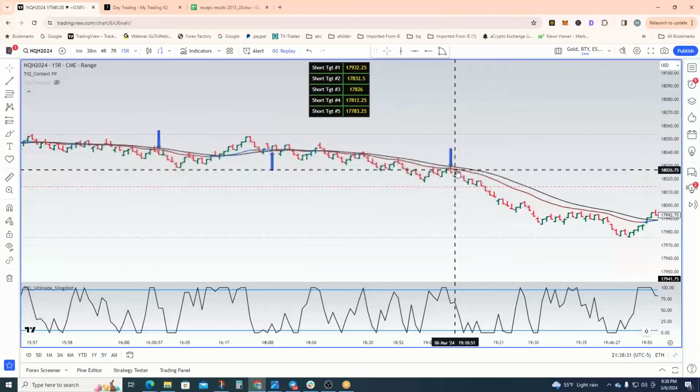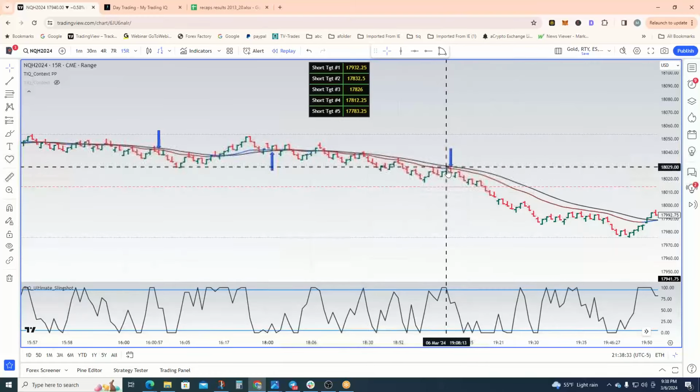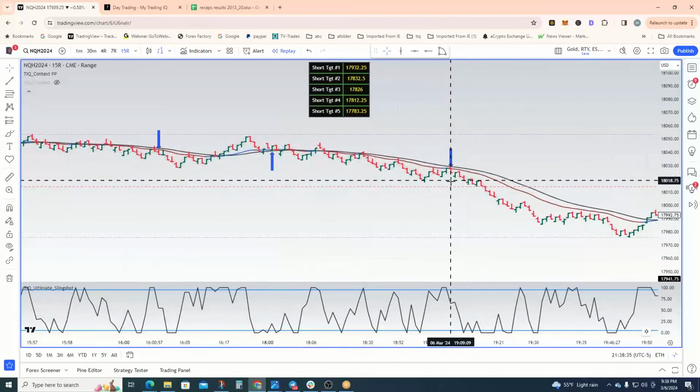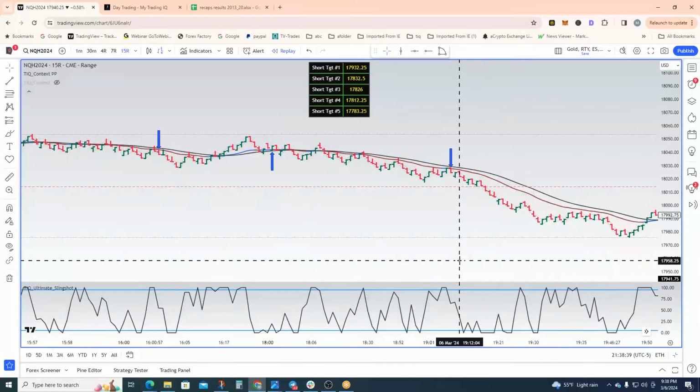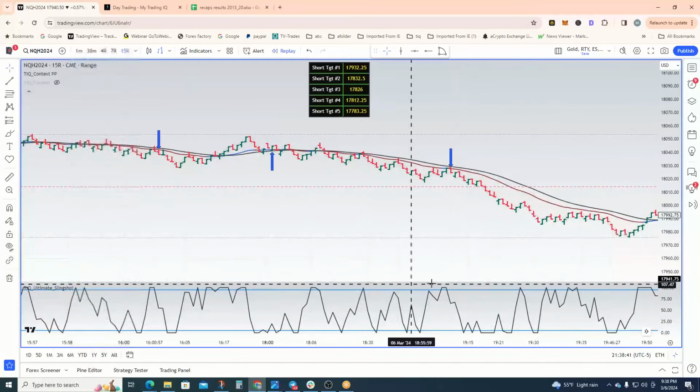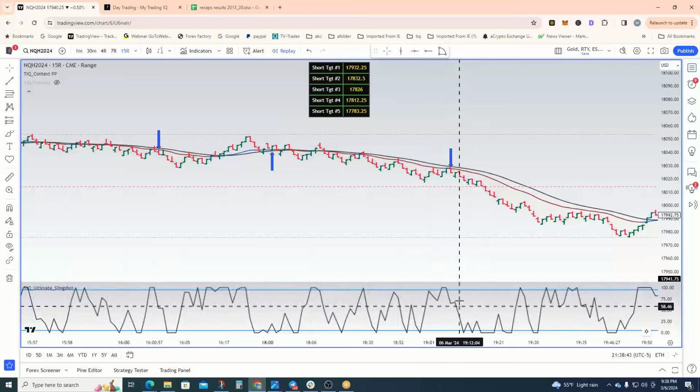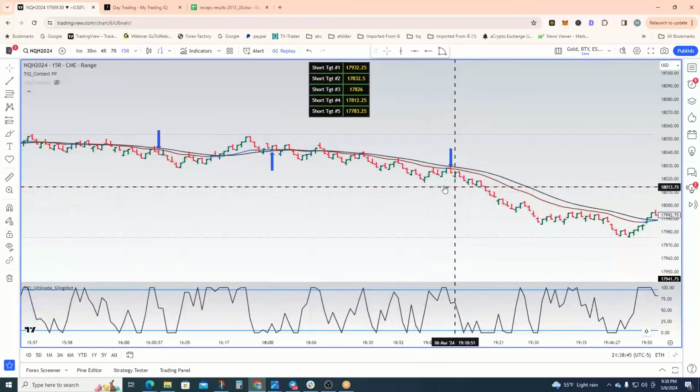The arrows, the color of the arrow depends on which lines it hits on a pullback. If it doesn't hit any, it also depends on the slingshot. What is the slingshot doing down here? Now, this is called the ultimate slingshot. The only thing that the ultimate slingshot does is give you the arrows.